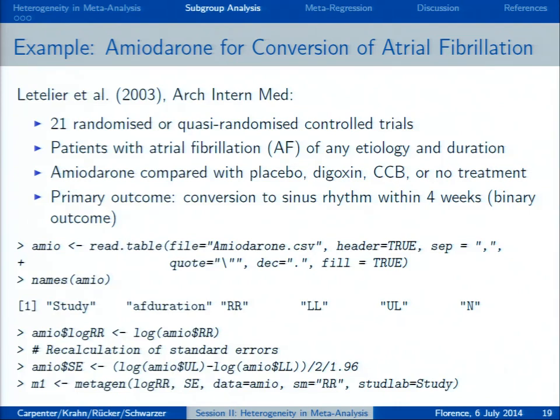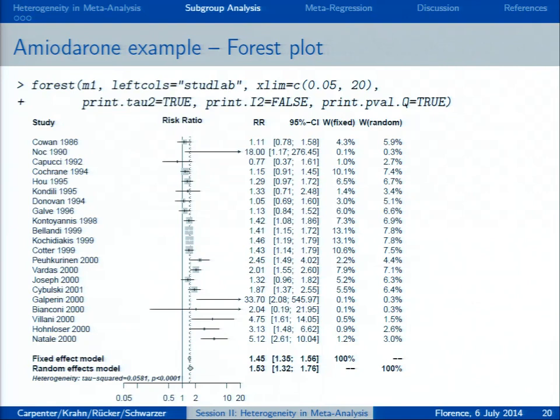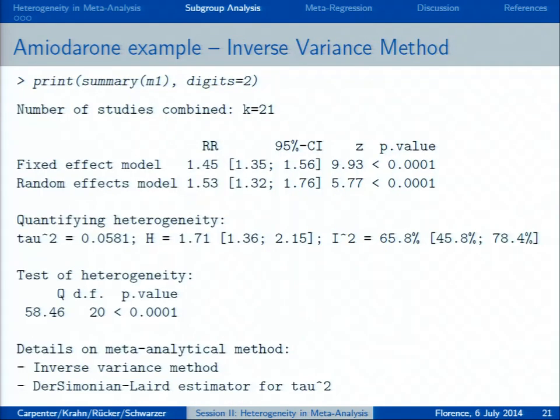So we read the data in R, and you should be becoming more familiar with this code after the practical this morning. And then we can do a forest plot. And we do indeed see that there's quite a lot of heterogeneity in this slide. Okay? We can look at the results of the meta-analysis summary. And we see that we've got 21 studies here. And the fixed and random effects estimates are a little bit different.